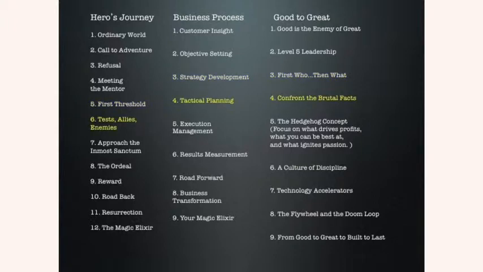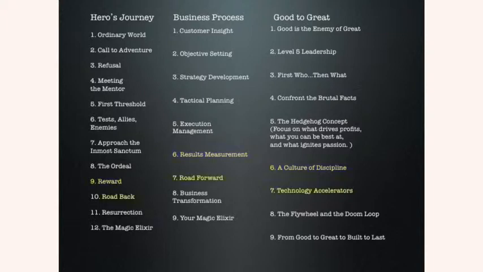Tests, allies, enemies, tactical planning, confront the brutal facts. Plenty of tactics involved there. And again, approach the inmost sanctum, the ordeal, execution management. Hedgehog concept is probably the most fascinating chapter in the whole book because it talks about 3 management imperatives that good companies fail at all the time and great companies, in Collins's mind, succeed. Focus on what drives profits, do what you can be best at in the world, and do what ignites passion. And the reward is a culture of discipline. And that's right there in the book, that if you do all these things, your reward is a culture of discipline that propels you forward.